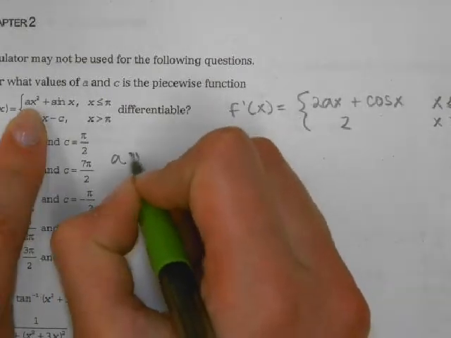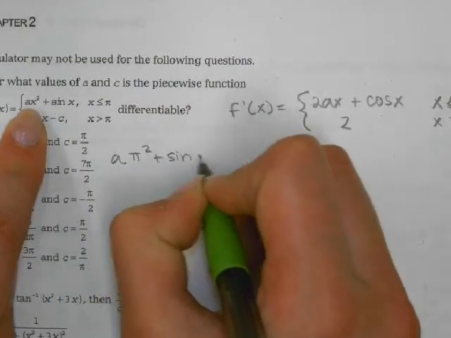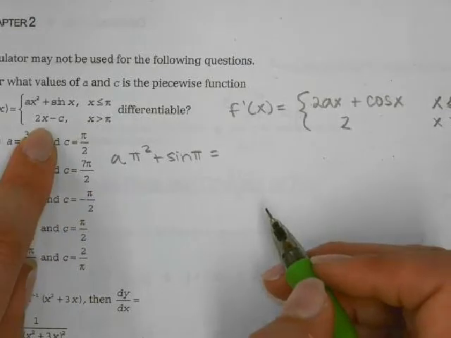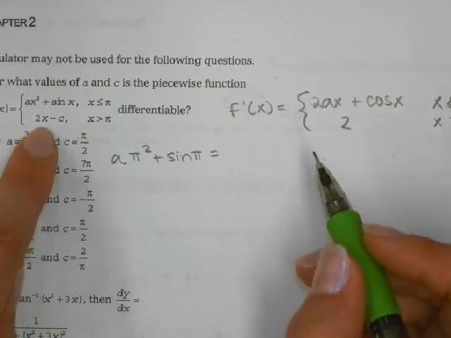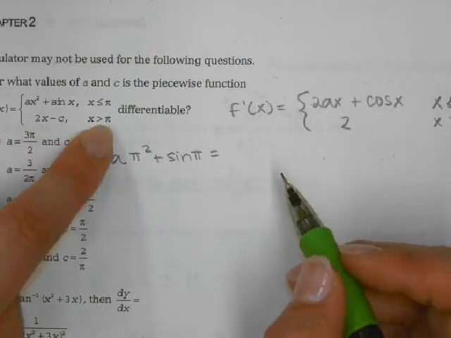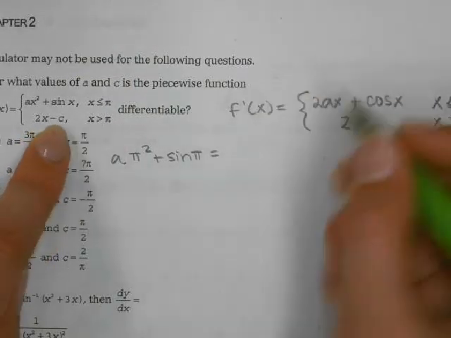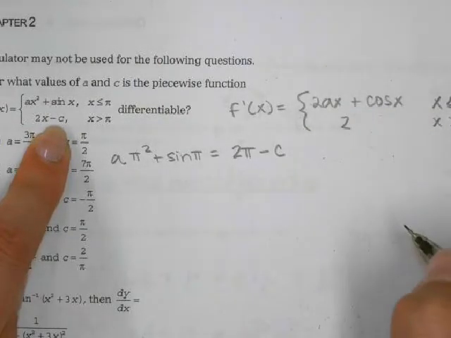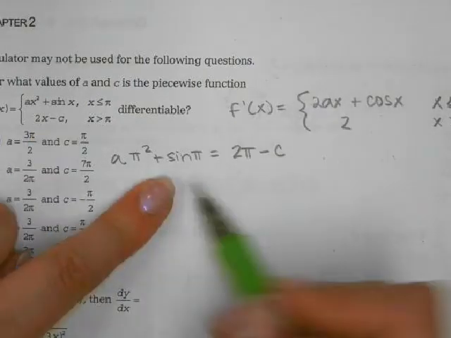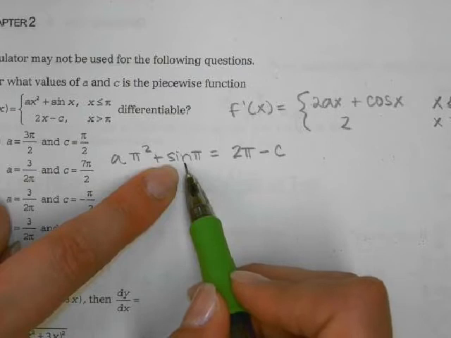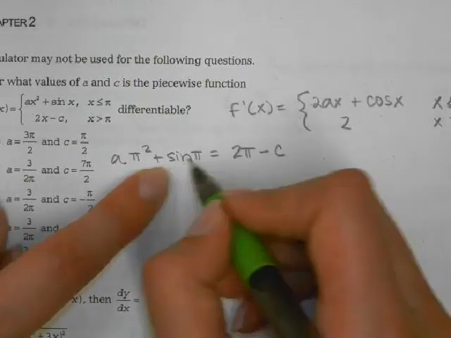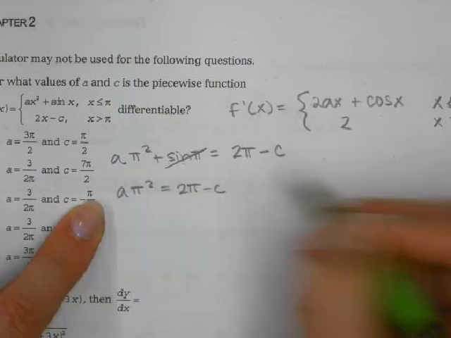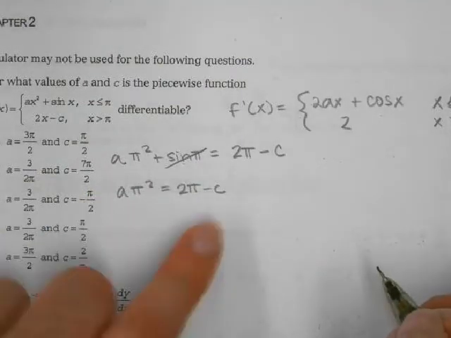So a times pi squared plus sine of pi equals, and if you're doing this in a free response, you should not just plug in pi for this one. You should do the right-hand limit of pi. You should do the limit as x goes to pi plus, and then kind of plug it in that way. But since this is not a free response, I'm just going to go ahead and plug it directly in. So there's one equation I have. I can simplify this a little bit because I do know that sine of pi is 0. So a times pi squared is 2 pi minus c. No calculator use on that, so I'm just picturing my unit circle in my head.